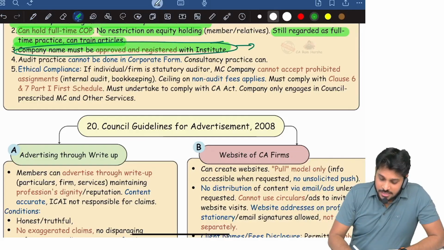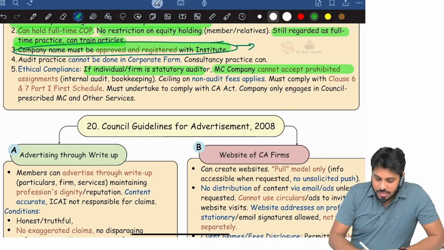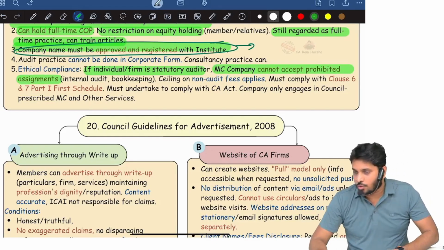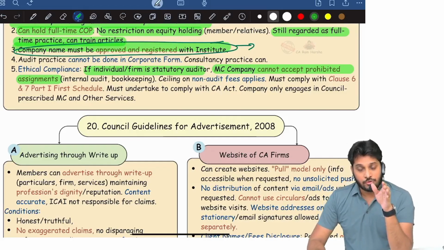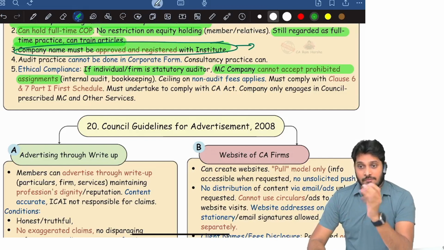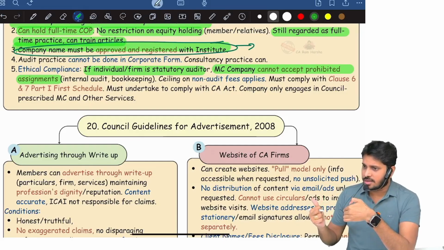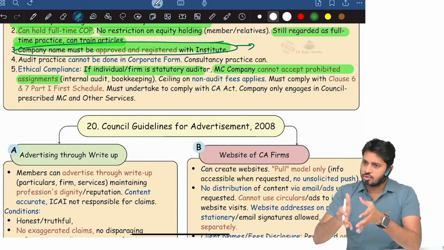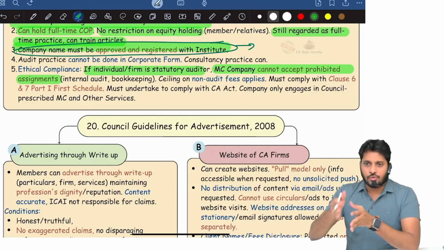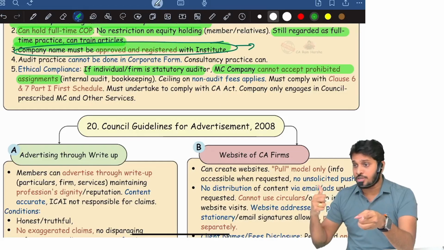And ethical compliance: the individual or firm which is a statutory auditor, the management consultancy company cannot accept a prohibited assignment. This is something we know. We already know Section 144, Section 141 subsection 3, disqualification clause J. Yes or no? An auditor or his associate entity or his subsidiary entity cannot accept prohibited assignments where the firm is acting as an auditor. Associated entity means what? Management consultancy service company. For the audit firm, MCOS is an associate entity or a subsidiary entity. Yes or no? So if you are acting as an auditor for one client, prohibited service not only you, even your company should not provide.